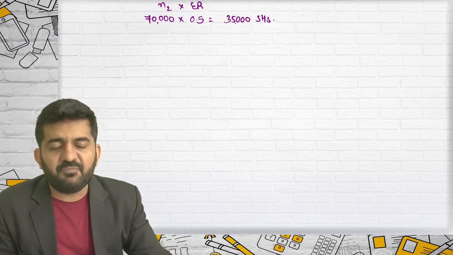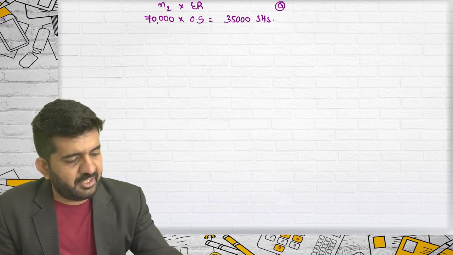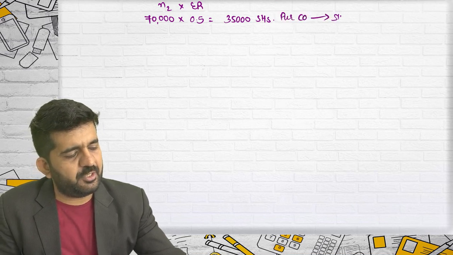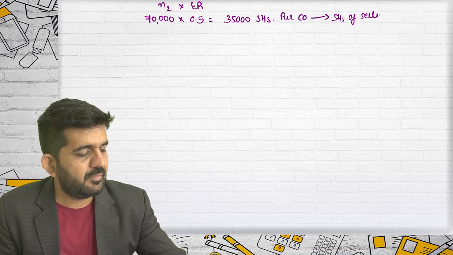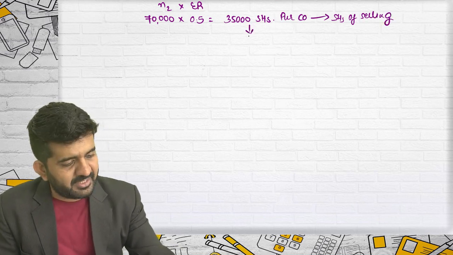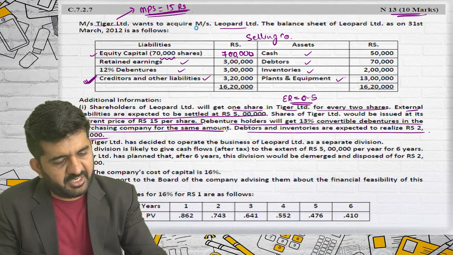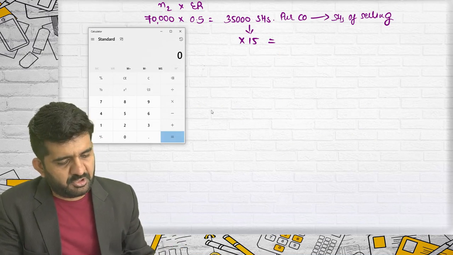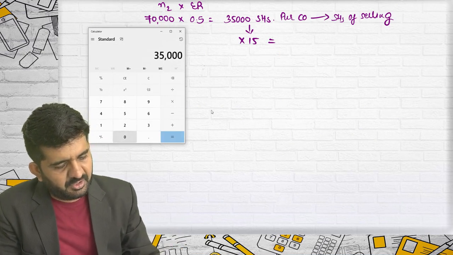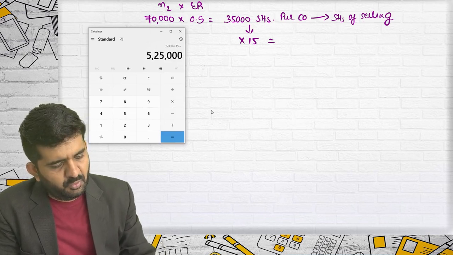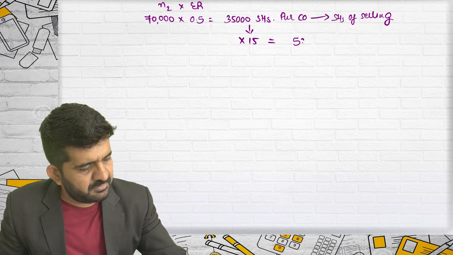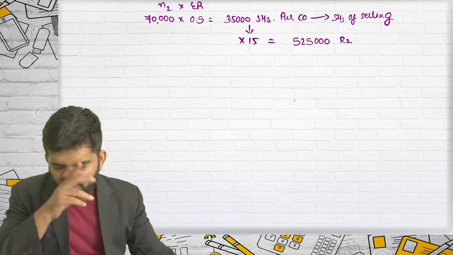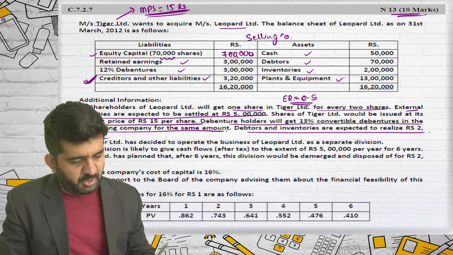35,000 shares will be issued by the purchasing company and given to shareholders of the selling company. And what is the market value of these 35,000 shares? They've already given it at the rate of 15. So the value you are paying to shareholders of the selling company is 35,000 into 15, which is 5,25,000 rupees.